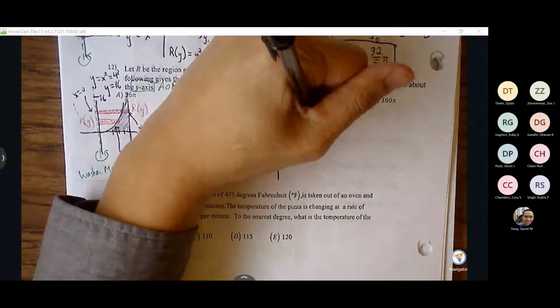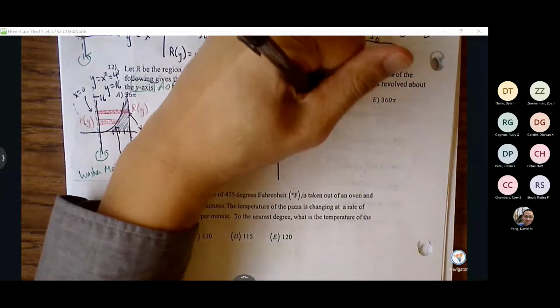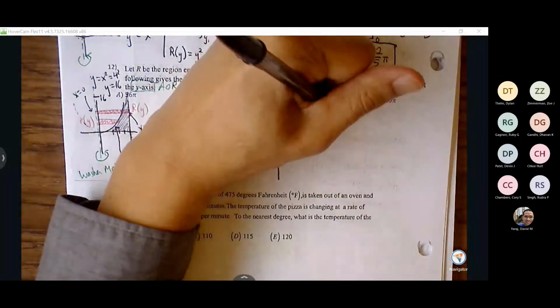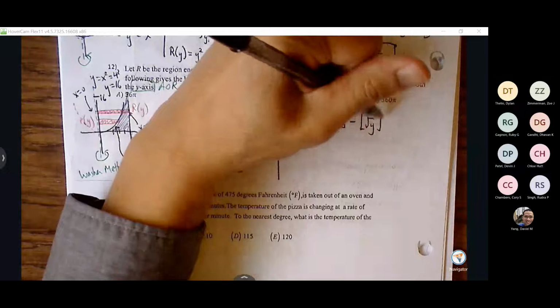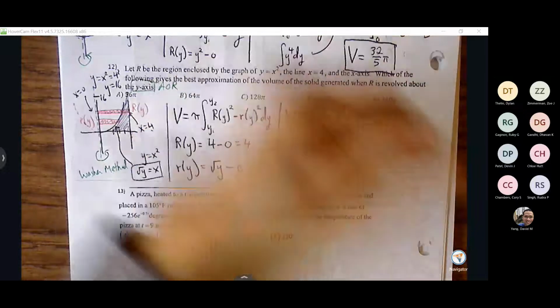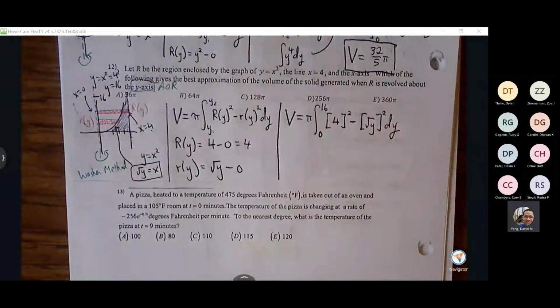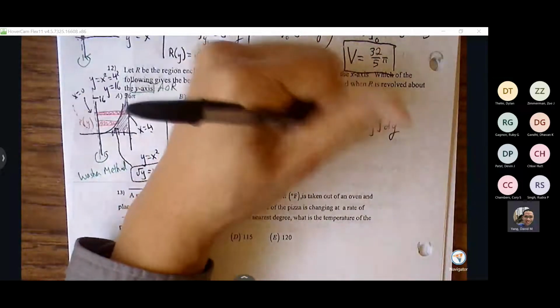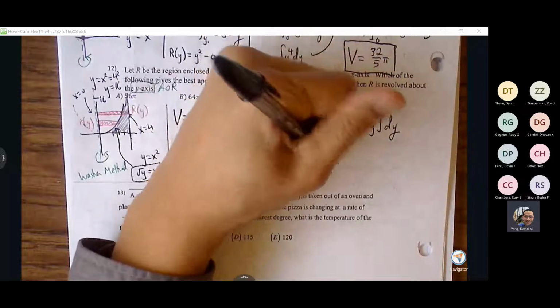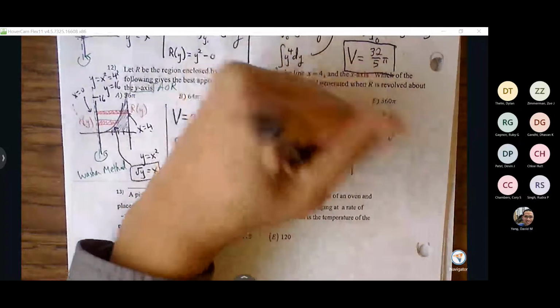Okay, big radius squared minus little radius squared. Make the calculator do the work for us there. Leave the pi out of the calculator. We get 128, and we'll attach pi at the end.